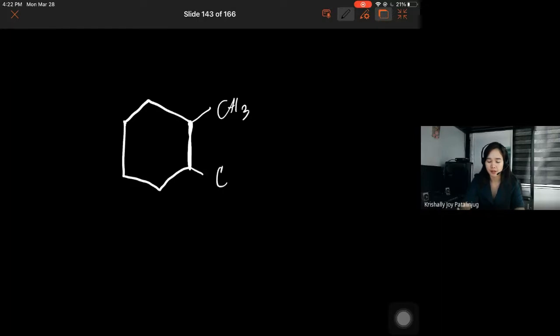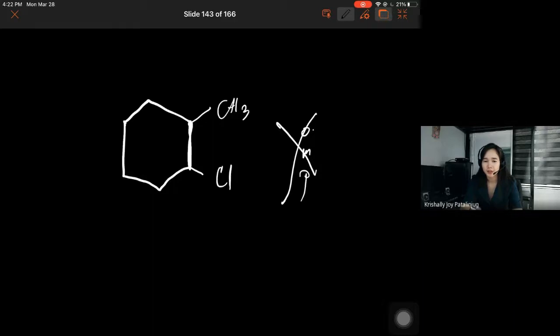Another thing, if you encounter a ring but not a benzene ring, for example a cycloalkane. This is a cyclohexane. Then there are substituents, for example, this is a methyl and this is a chloro. So it is also di-substituted, but this is not a benzene ring. So you cannot apply ortho, meta, or para here. It really only applies to the benzene ring.